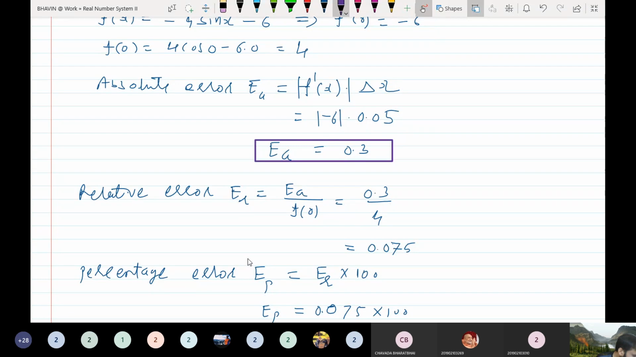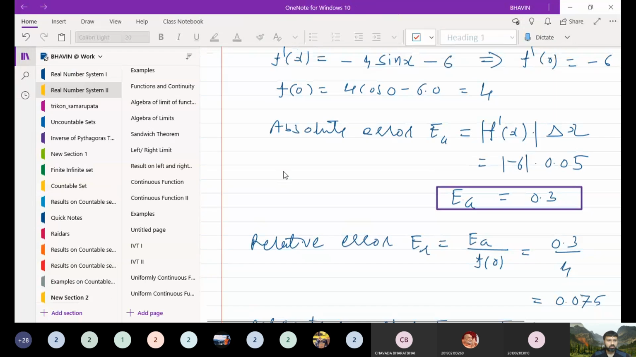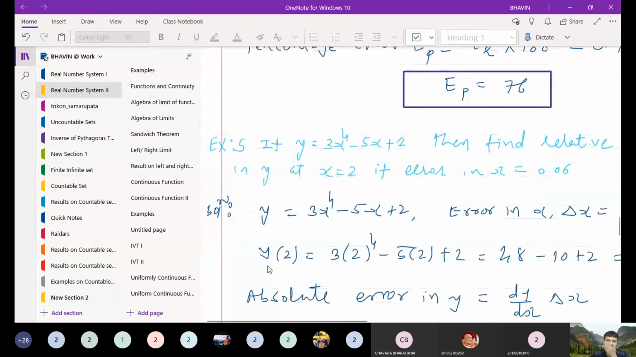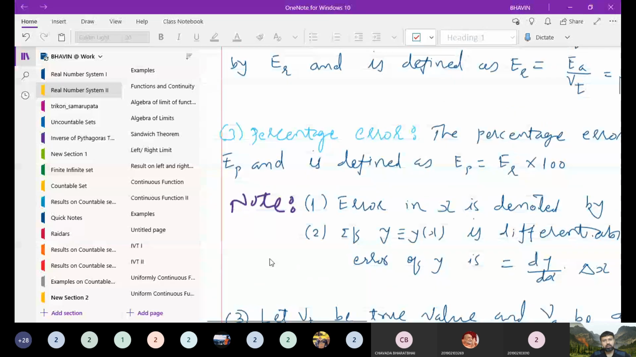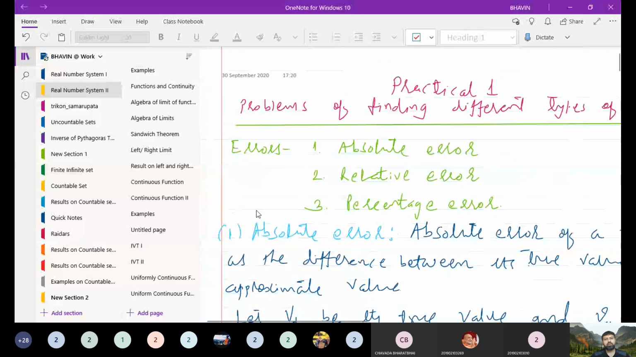Okay, so we stop our discussion. So this is the practical one. Practical one is finished, on different types of error. You need a scientific calculator. In all the practicals, please keep a scientific calculator along with you.